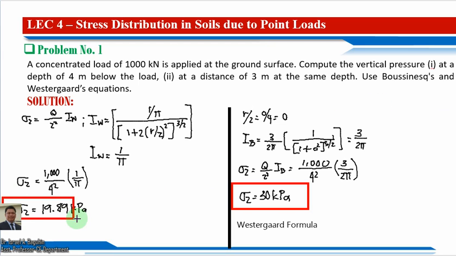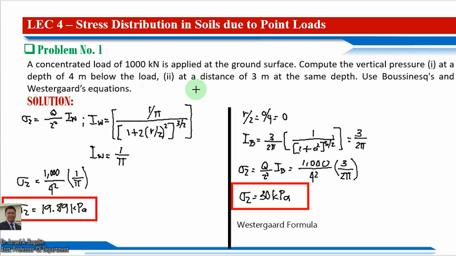So as you can see, for Boussinesq, we have 30 kilopascal for our vertical stress. But for the Westergaard solution or equation, we have only 19.89 kilopascal. So this will justify that for practical purposes, some geotechnical engineers will just use this Boussinesq formula because this is conservative in terms of the vertical stress compared now to the Westergaard. So we are done with this first, at a depth of 4 meters below the load.